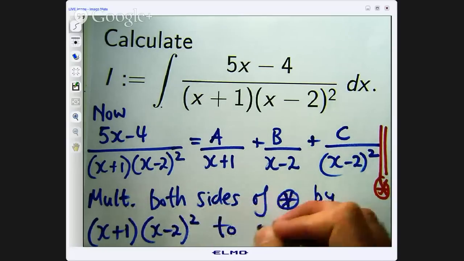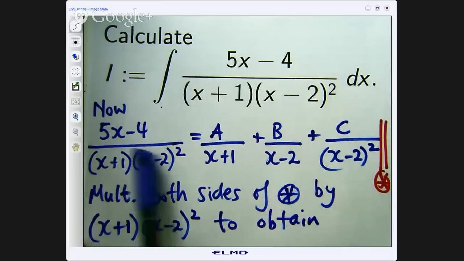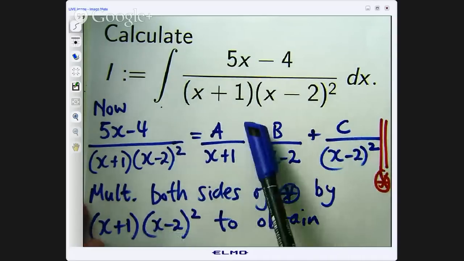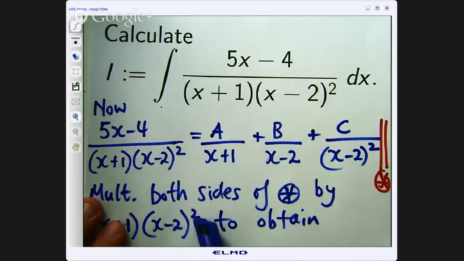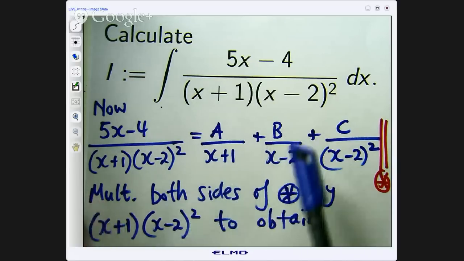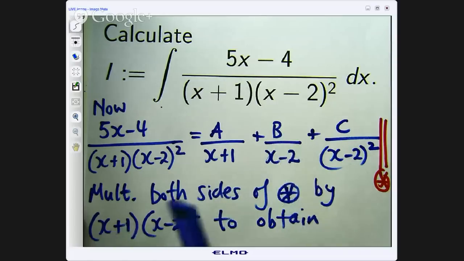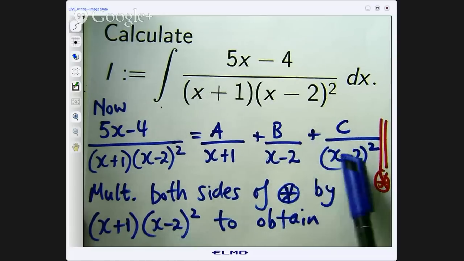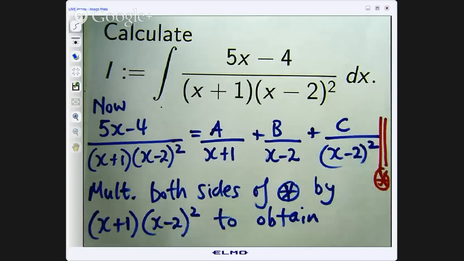Okay, so what's going to happen? Well, this is going to disappear, of course, and then I need to multiply both sides over here. So when I multiply this by here, the x plus 1s will cancel. So I'll be left with a times x minus 2 all squared. In this term, this whole thing times this, one of the x minus 2s will cancel. So I'll get b times x plus 1 times x minus 2. And over here, this times this, both of the x minus 2s will cancel. So it'll be c times x plus 1. Okay, so on the left-hand side will just be 5x minus 4.